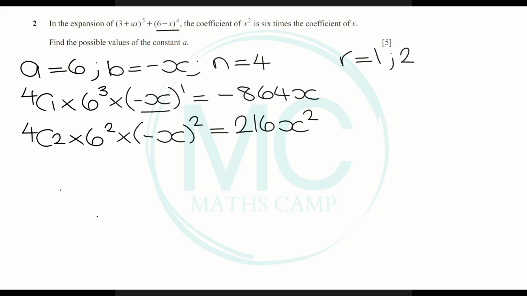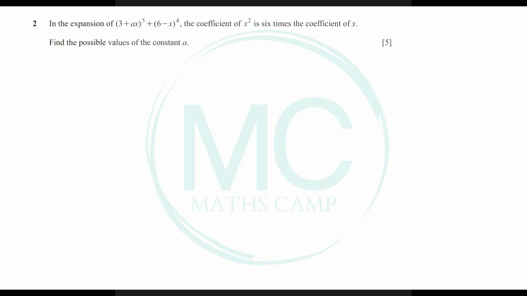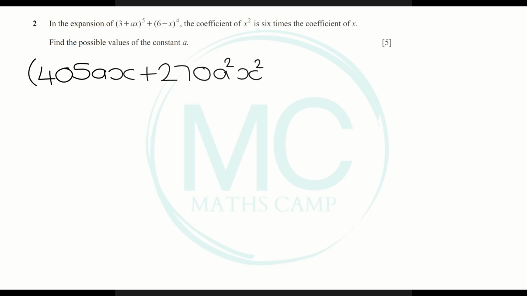Now let's put these terms back into their brackets. So let's make some space. For the first bracket, we got 405ax, and put our square term, 270a squared x squared. Now we can add the expansion from our second bracket. We got negative 864x plus 216x squared.